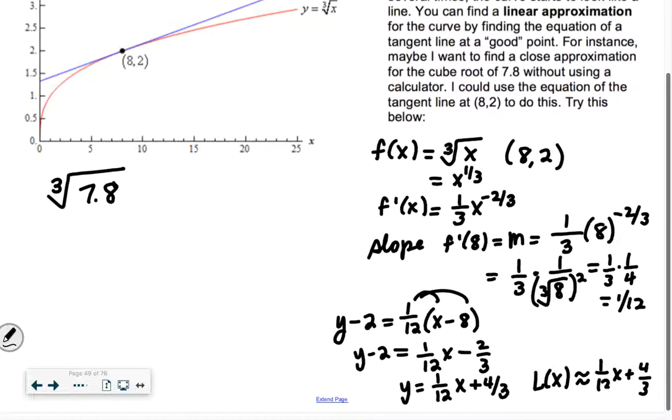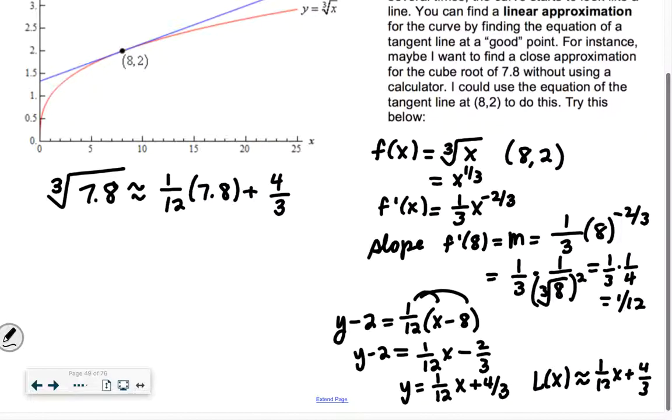So let's go back to this cube root of 7.8 thing. Bill, you with me? If I want to find the cube root of 7.8, I plug 7.8 into this linear approximation, and I find it. That's it. Could you do this without a calculator? Yes, you could. Will I let you use a calculator on your homework and test? Yeah, because sometimes it takes you guys a while with long division still. You forget those basics.